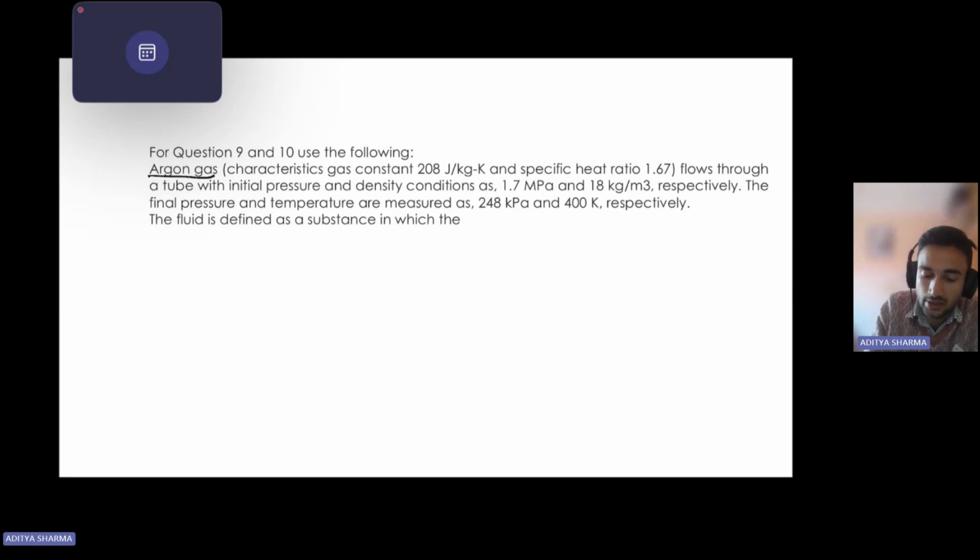So we have been given argon gas, and then the characteristic gas constant is given as 208 joule, in its SI units, and then specific heat ratio is given. This we denote by R, and the specific heat ratio we denote by gamma. So argon is flowing through a tube, it's a flow, with the initial pressure and density conditions given.